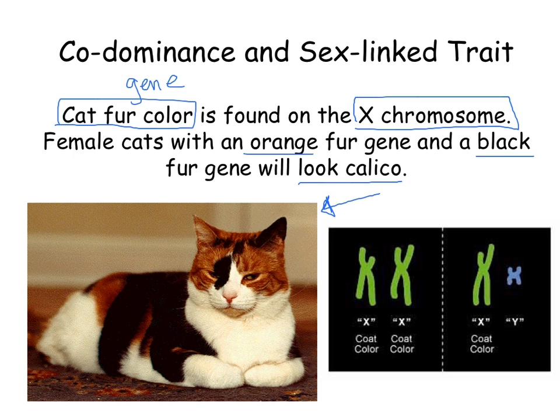This black and orange together gives us a calico-looking cat, which we can see in the picture on the left. And I'm going to remind you again that females get two X chromosomes. So they are the only ones that are going to be able to get calico, because you need to have orange and you need to have black to get calico. And boys only get one fur color allele, and so they can be either orange or black, but they cannot be both.